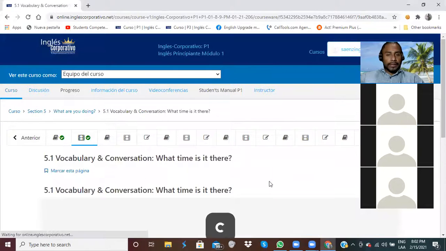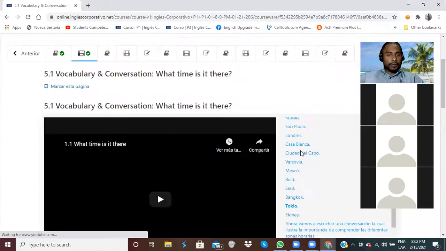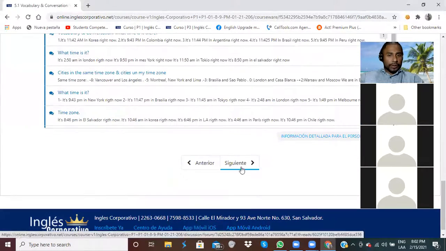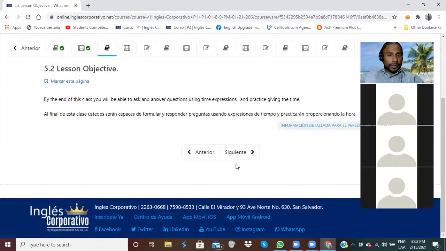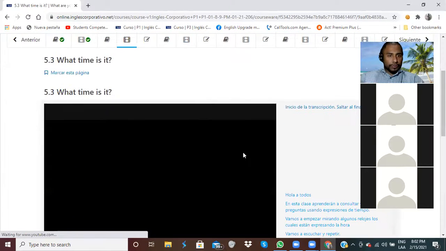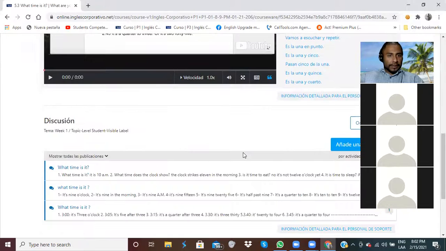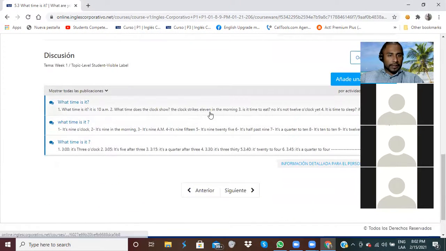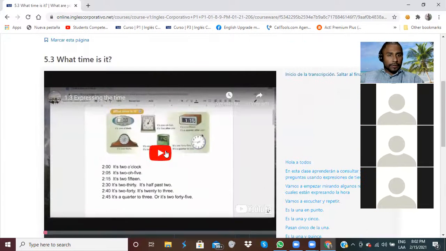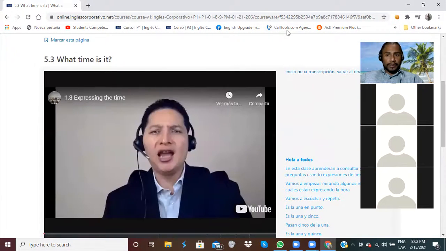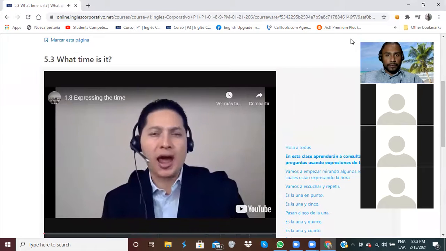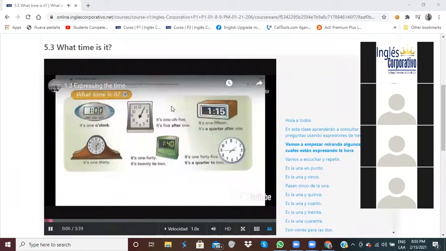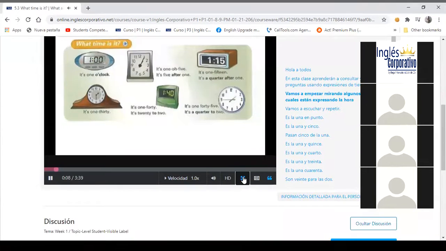We looked at this activity last time, which was what time is it there, referring to the time zones. Here you are going to write sentences referring to two different ways. Listen, please. In this class, you'll learn to ask and answer questions using time expressions. Let's get started by looking at some clocks which are expressing the time.